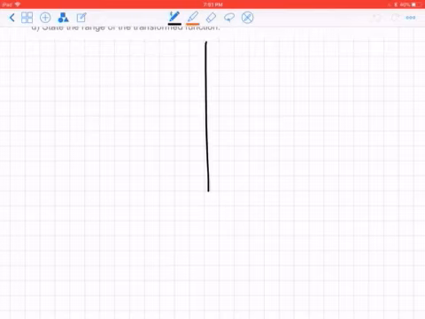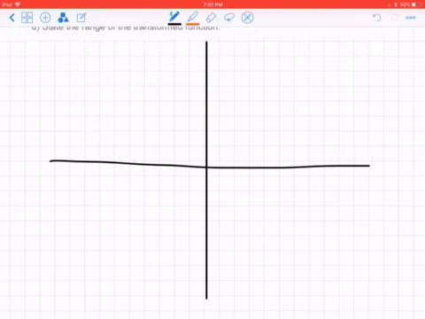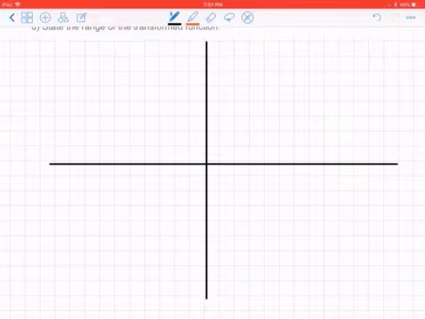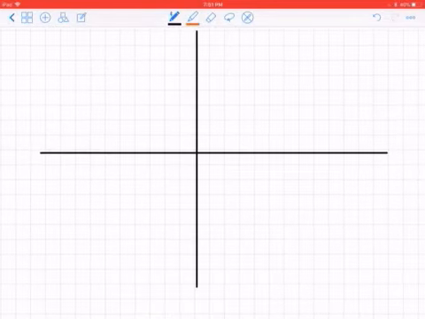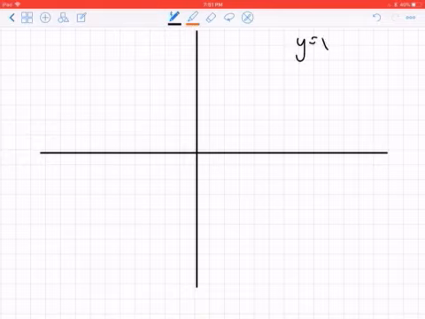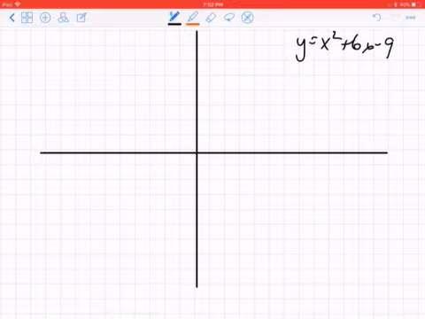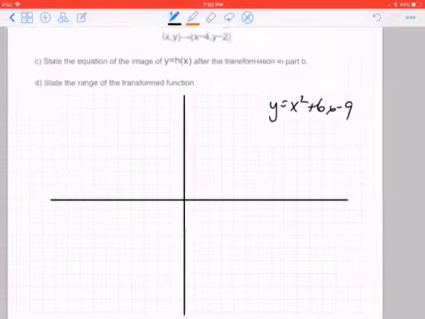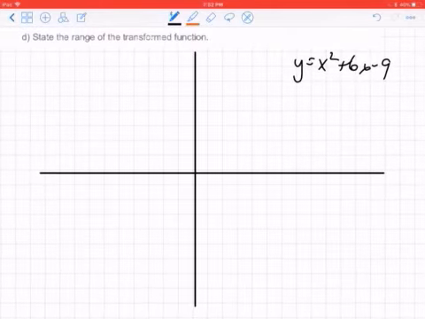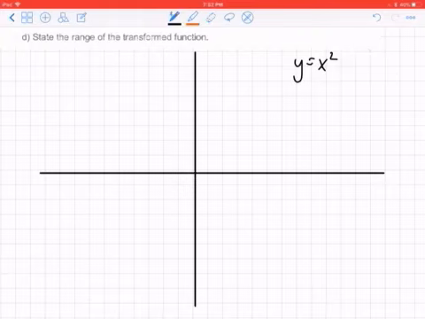So the first thing it asked us was sketch the graph y equals x squared minus 6x plus 9. No, I actually screwed that up, sorry. It's supposed to be x squared minus 6x plus 9. So minus 6x plus 9. I think, yes, okay.